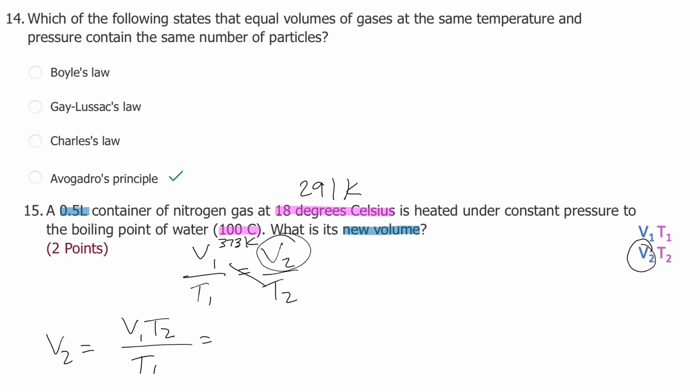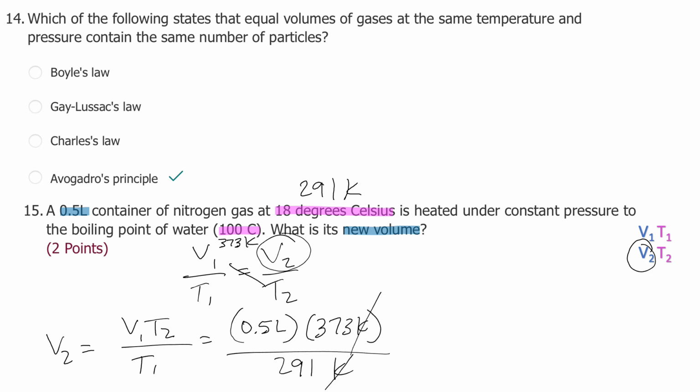So if we're looking at V1, that will be 0.5 liters. T2 will be 373 Kelvin. And T1 will be 291 Kelvin. So Kelvin cancels out, we're left with liters. All we do is 373 times 0.5 divided by 291, and you get 0.641 liters.